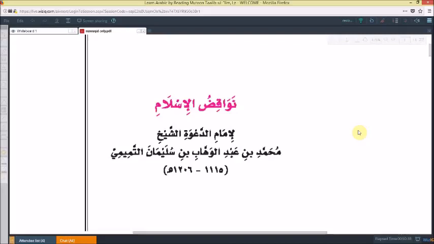So we'll begin here with this book, Nawaqid-ul-Islam. I have a number of chains for it through a number of different mashayikh, and each sheikh has a number of chains as well. But I'm just going to read to you for now the first chain of the first sheikh that I took it from. And then at the end, inshallah ta'ala, I will put together all the different chains that I have, and their other chains will be included in it.